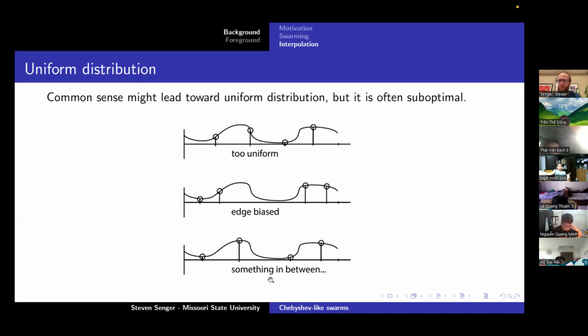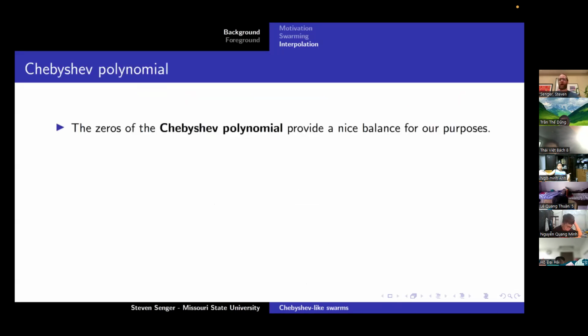Something in between that happens to be mathematically optimal for most applications is the zeros of the Chebyshev polynomial. Now, if you've seen this name before, it's probably because Chebyshev did a whole bunch of awesome mathematics, and this is yet another piece of awesome mathematics named for Chebyshev.